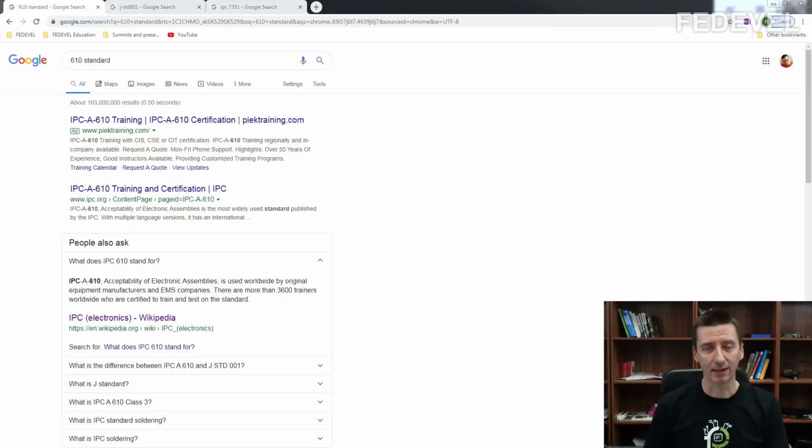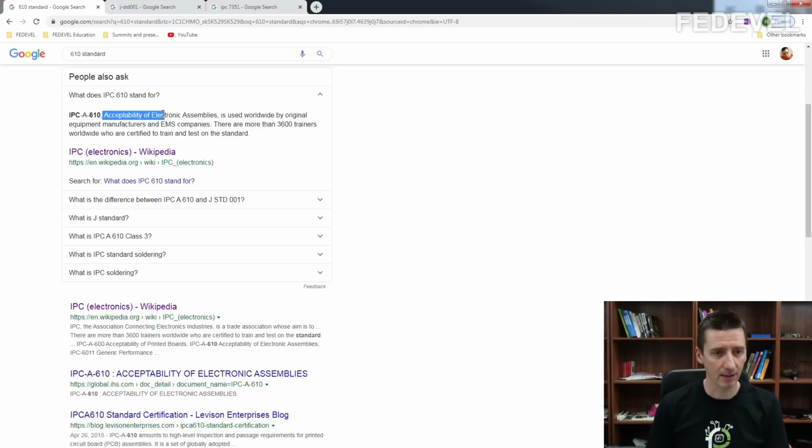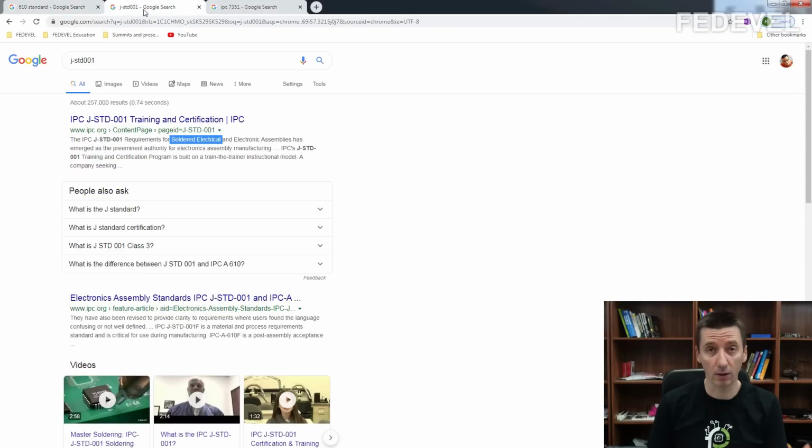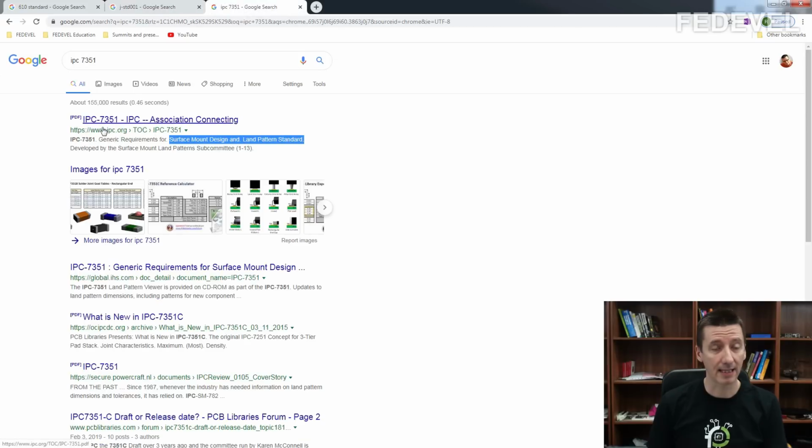Okay, if you Google for all these standards, this is what you can find. 610, acceptability of electronic assemblies. 610 amounts to high-level inspection and acceptance requirements for printed circuit board PCB assemblies. Then we already had a look at this J-STD standard. It is about requirements for soldering electrical and electronic assemblies. And then we have this IPC 7351, which is about surface mount design and land pattern standards.